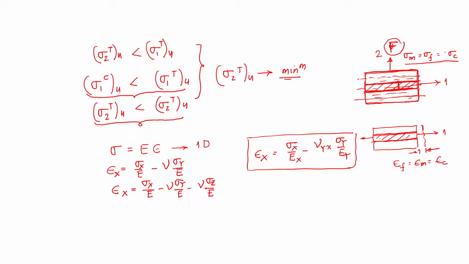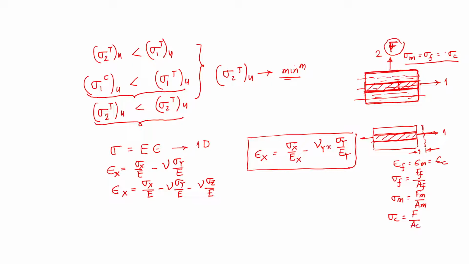But the stresses are different, isn't it? Because the load is now shared. A part of the load is shared by the fiber, a part of the load is shared by the matrix. Therefore, the stress in the fiber is FF by AF. Stress in the matrix is FM by AM. And stress in the composite is, of course, total F by AC.